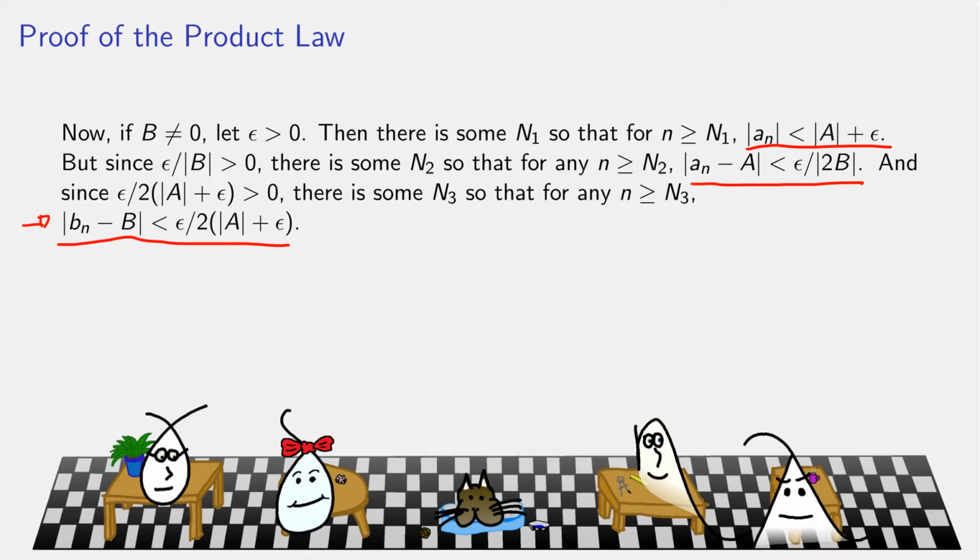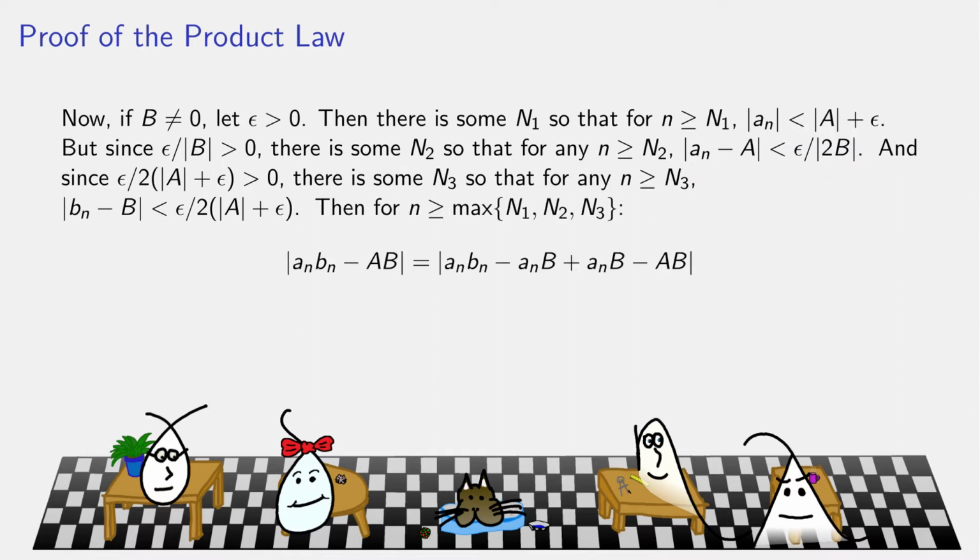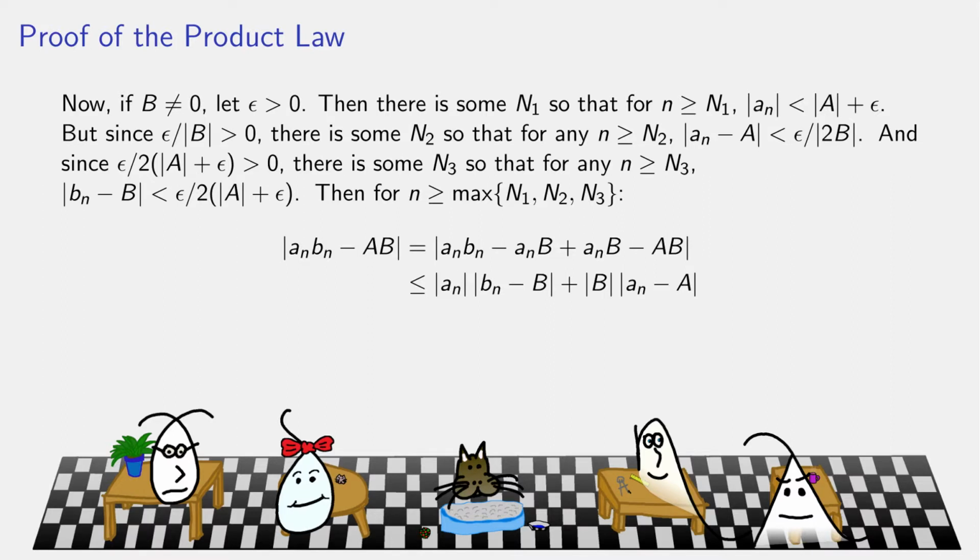Why are we picking these random-ish numbers? Well, if I look at the absolute value of a_n b_n minus AB, the goal is to get that this is somehow less than epsilon. If I can guarantee that a_n b_n minus AB is less than epsilon, then a_n b_n is really close to AB, and that's the goal. But all we're going to do is employ this stupid little arithmetic trick by subtracting and adding the same quantity, a_n times capital B. Then we're going to use the triangle inequality.